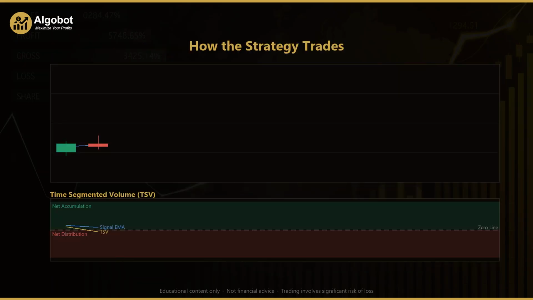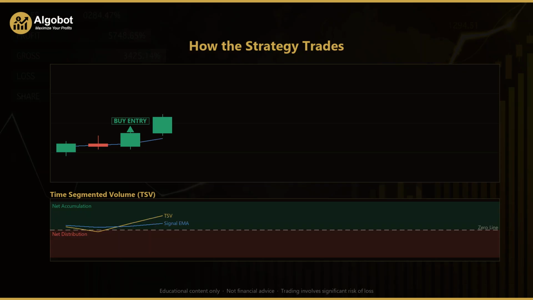Let's walk through this illustration candle by candle. On the price chart, you can see the blue EMA trend baseline weaving beneath the candles, and in the panel below sits our engine, the time segmented volume line in gold with its signal line in blue, plotted around a 0 line with an accumulation zone above and a distribution zone below.